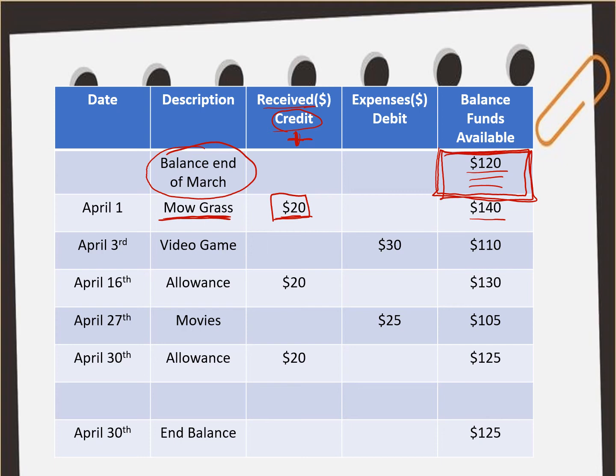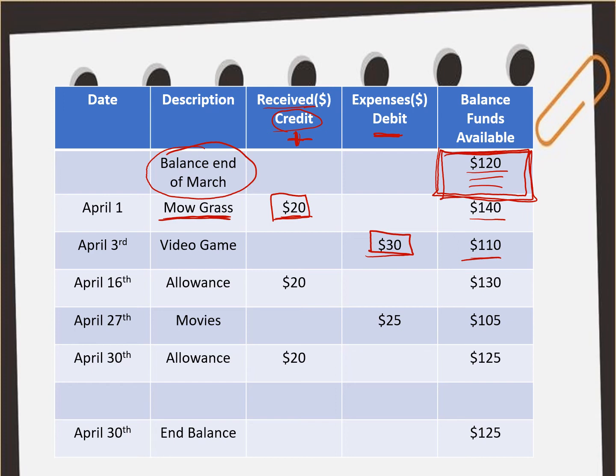Well, you realize that it's April 3rd and the new video game that you wanted for a long time finally has come out. You ask your mom to take you to the mall. She takes you to the mall and you spend $30 on a video game. Well, that is a debit or an expense. That money comes out of your account, and so we have to subtract that money. So now you take $140, subtract 30, and that leaves you with $110. So now your account has gone down because you subtracted $30 for purchasing the video game.